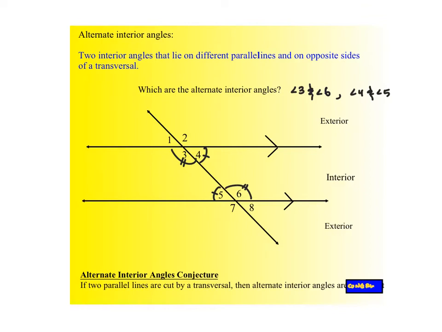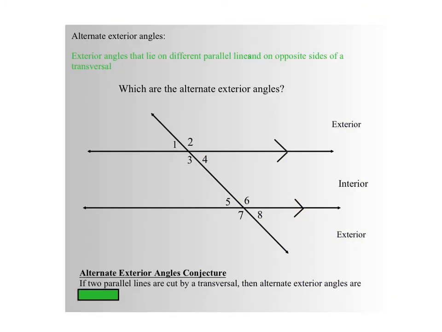Congruent. Okay, so I could say that the measure of angle 3 is equal to the measure of angle 6, or angle 3 is congruent to angle 6. Okay, and that's because those are alternate interior angles. Likewise, I could do the same thing with 4 and 5 due to the same property.